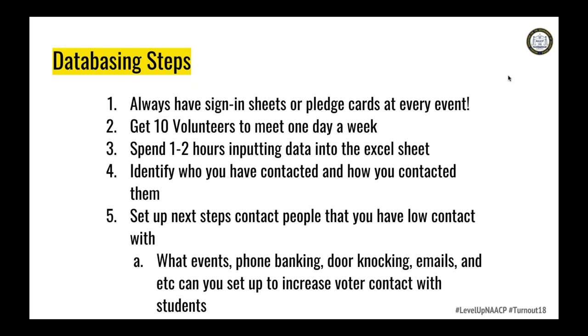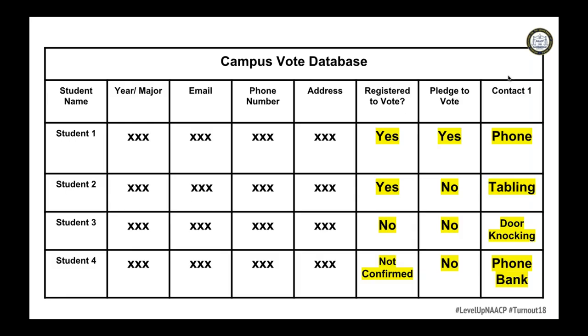Another great way to do this is folks can also make Google Forms, right? You can take this same campus voter database, make a Google Form, and have folks input this information directly. That's another quick way to make sure folks are registered to vote, that people have pledged to vote, and what ways are best to contact them. You can maybe have a question that says, is it better to contact you through email, your phone number, or your mailing address? What times of the day are you most available? And maybe we can even make a sample one for folks to use and send out as well.